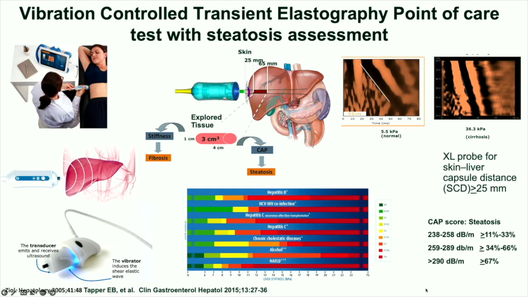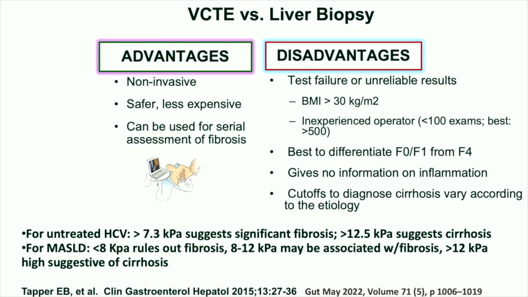And this can be done in the office; you have to be fasting for 3 hours. But if you can get this, it's a nice point of care test, and patients really appreciate that they have an approximation of their fibrosis and steatosis on the way out of the office. It's non-invasive, less expensive, and you can use it serially. Again, there are disadvantages, high BMI.